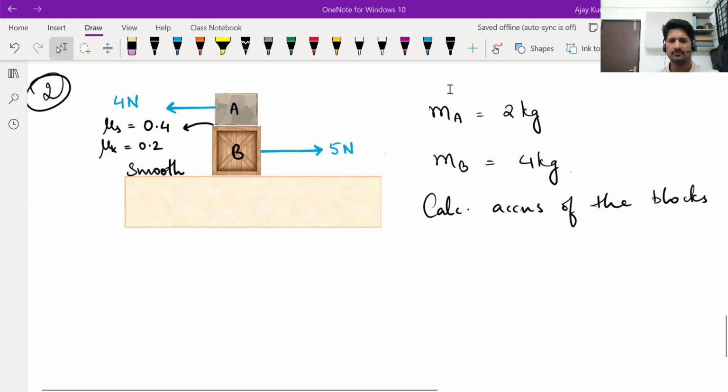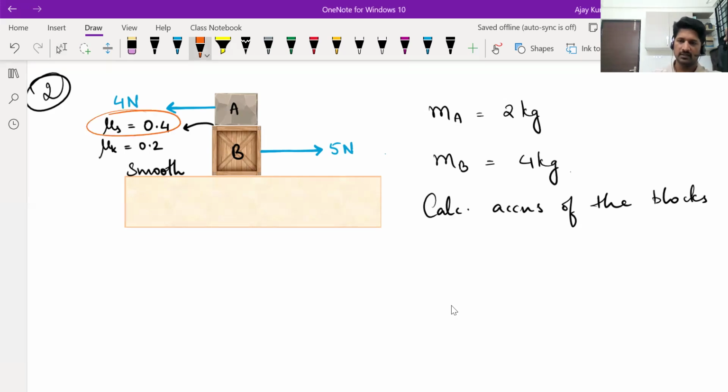Sir, I got confused about which mu to use where. If they are moving together, if there is no sliding between the blocks, you have to use coefficient of static friction. If you are sure they will slide over each other, then you have to use coefficient of kinetic friction.